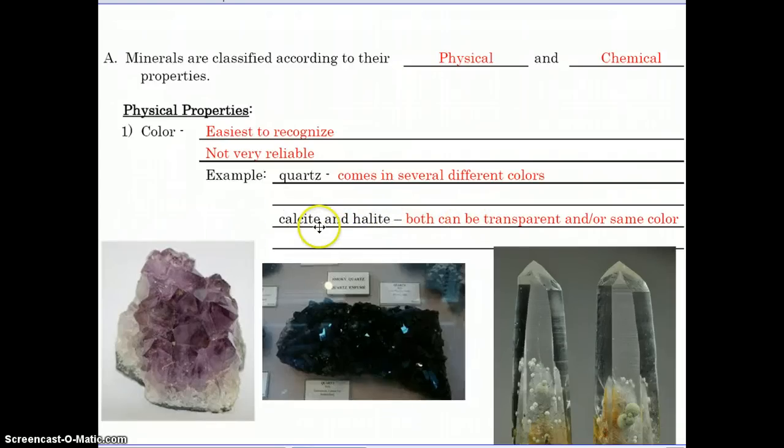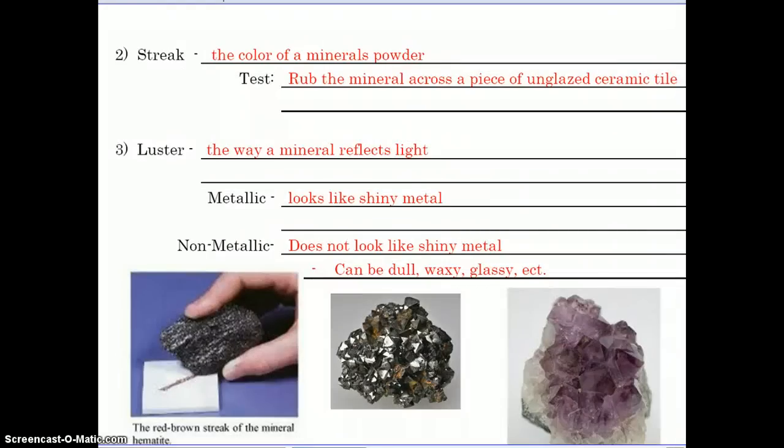Some minerals have similar colors as well. So calcite and halite both can be transparent or a similar color. They both have a similar shape, even though when you start looking at them, they are very different. So color can be part of our toolbox when we're trying to identify these.